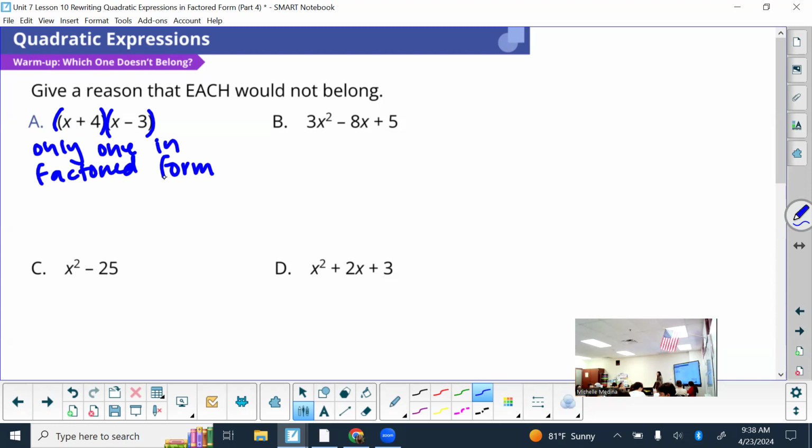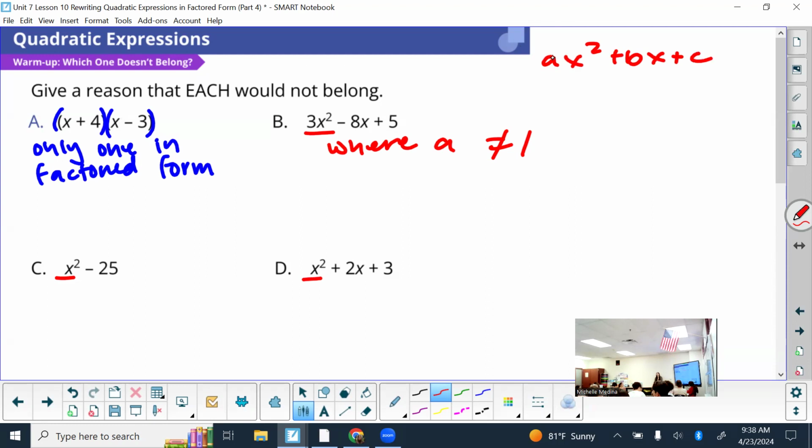Table 4. Give me a reason that B does not belong. Okay, it's the only one with 3x squared. The rest of them are just 1x squared. And this, when you do multiply it out, is just 1x squared. So this one is the only one where A is not 1. So in the rest of these, A is 1. If you don't know what I mean by A, it's the number in front of the x squared term.